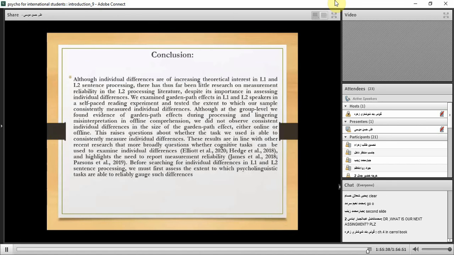So, if we ask ourselves this question, what must we do before searching for individual differences in L1 and L2 sentence processing? We answer, we must first assess the extent to which psychologists are able to reliably gauge such differences.